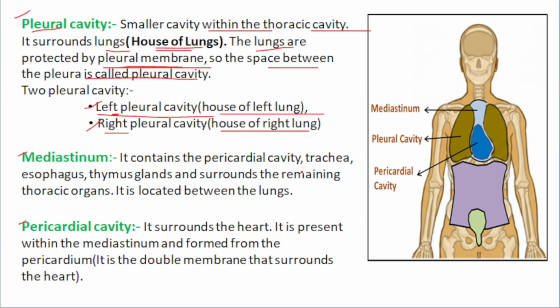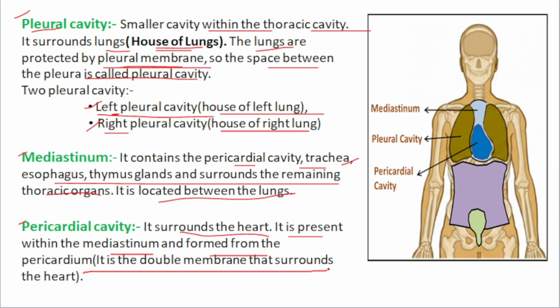So it contains the trachea, esophagus, thymus gland and surrounds the remaining thoracic organs. It is located between the lungs, that I already said. Then pericardial cavity. It surrounds the heart, that is present within the mediastinum, and it is formed from the pericardium. Pericardium is mainly a double membrane that surrounds the heart. So due to the presence of the pericardium membrane, this cavity is called the pericardial cavity.